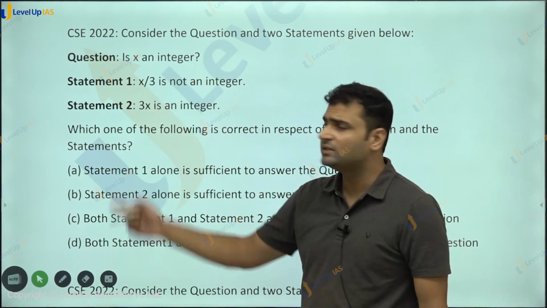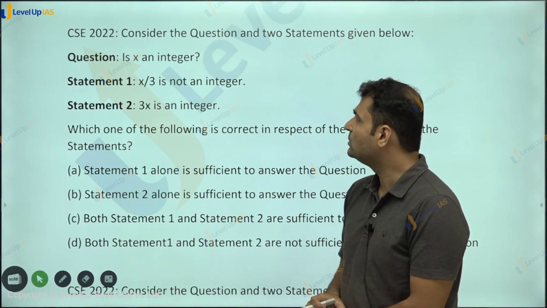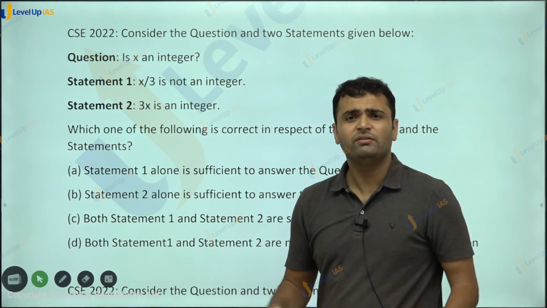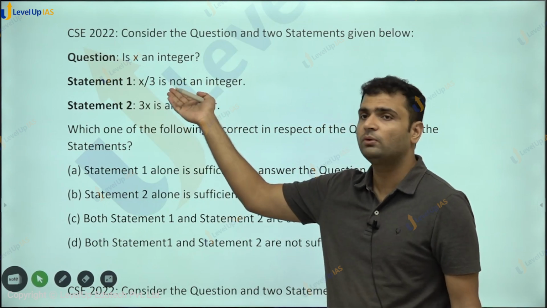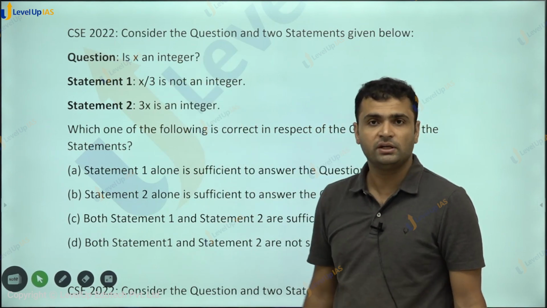Question: is x an integer? First statement, x by 3 is not an integer. But even if x is an integer, say we put 5, then 5 by 3 is not an integer. So statement 1 alone, we cannot determine if x is an integer.